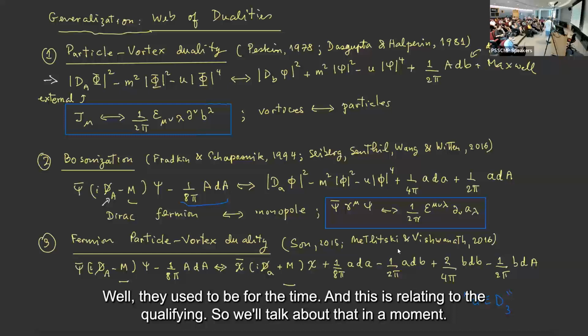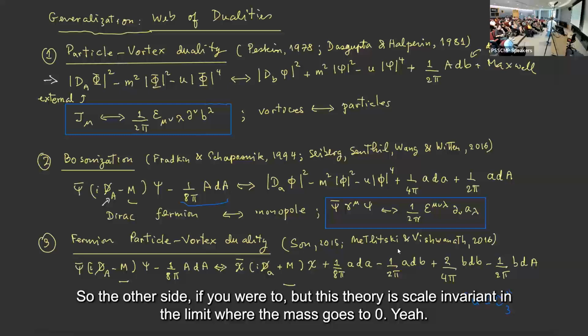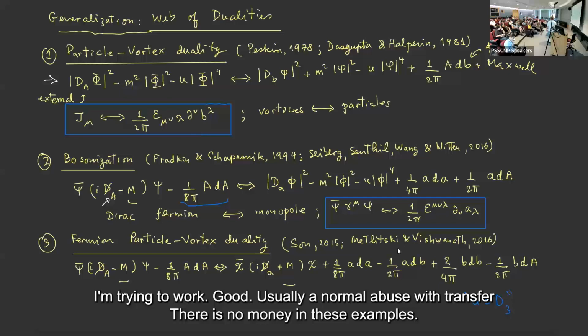Okay, so we'll talk about that in a moment. On the other side, this theory is scale invariant in the limit where the mass goes to 0. Well, why are you allowed to have it not be properly quantized? This is not Gaussian granularity. I'll come to that. There is an anomaly in this that cancels that, or there is an anomaly in this that doubles that, depending on the sign of that.